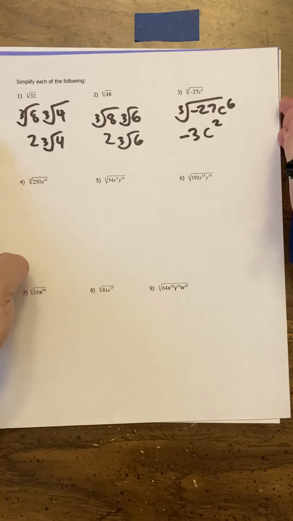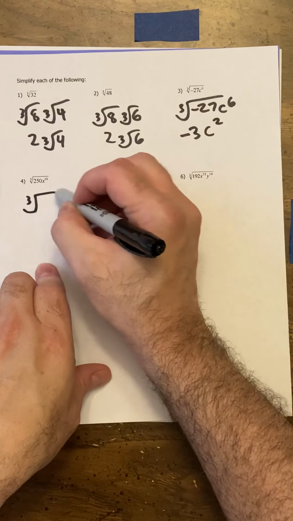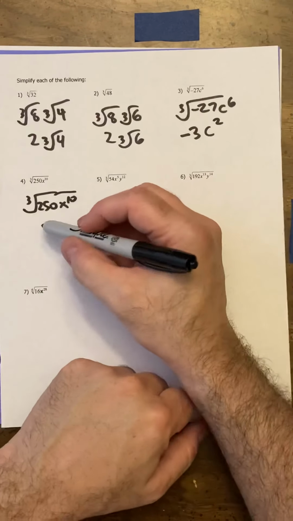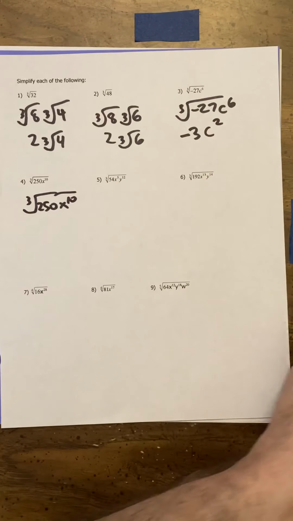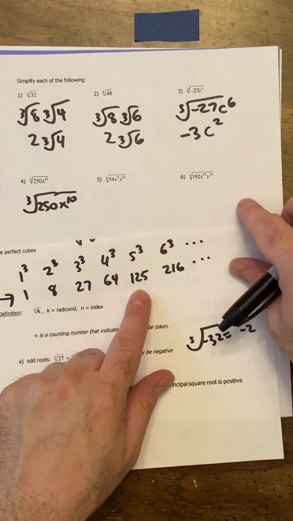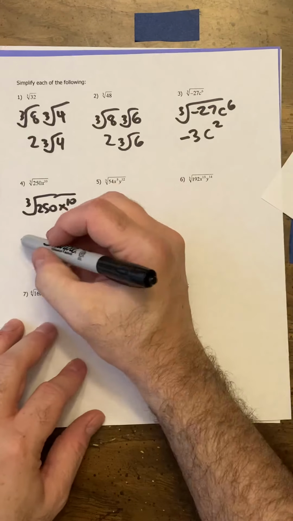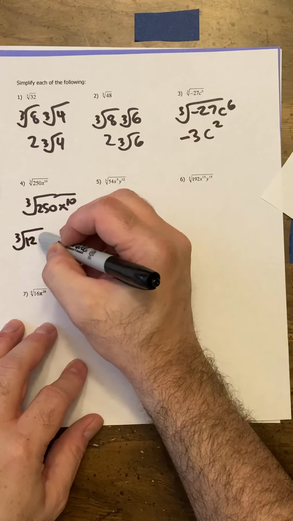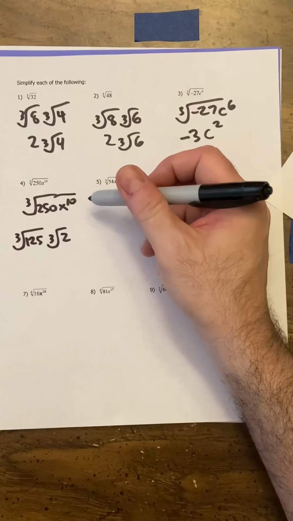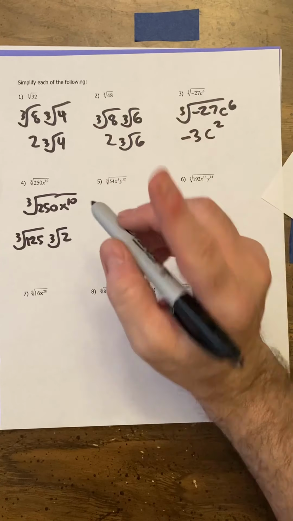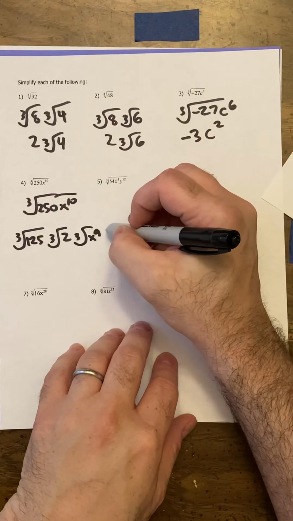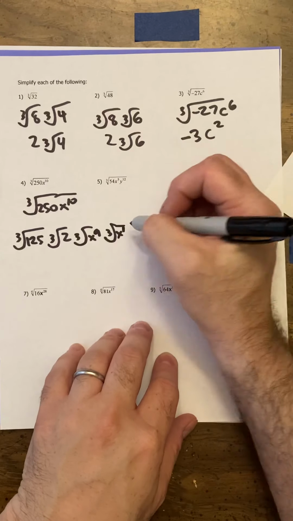All right, let's take a look at the next problem. We've got cube root of 250 x to the 10th. So the 250 part, let's take a look at our perfect cubes. 125 goes into 250 2 times. So you're going to break that into cube root 125 and cube root 2. Now the x to the 10th, 3 doesn't go into 10 evenly, but 3 goes into 9 evenly. So make that cube root x to the 9th and a cube root x to the 1st.